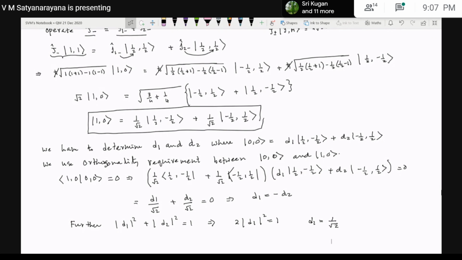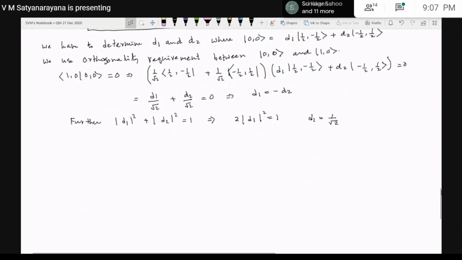So d1 is 1 by root 2 and d2 is minus 1 by root 2. So we have 0, 0 is equal to 1 over root 2 half minus half, minus 1 over root 2 minus half half. So we have completed the determination of all the coefficients.